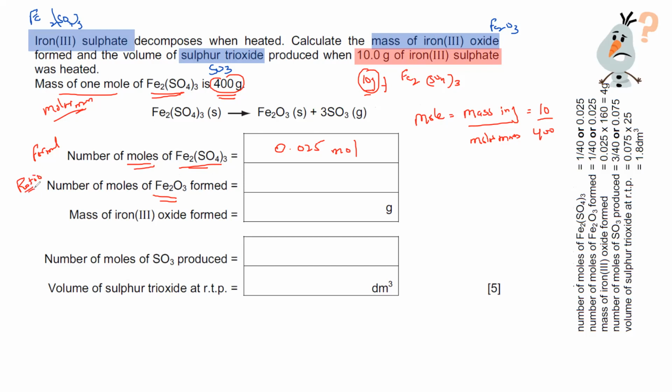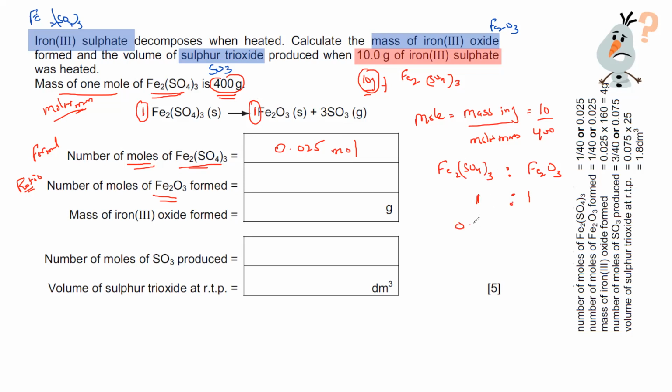Now what ratio will we take? Because we already have iron sulfate, which is Fe2(SO4)3, we'll take the iron sulfate ratio with iron oxide. So what is the ratio between them? If you have 1 mole of iron sulfate, according to the equation, you will get 1 mole of iron oxide. So the ratio between them is 1:1.